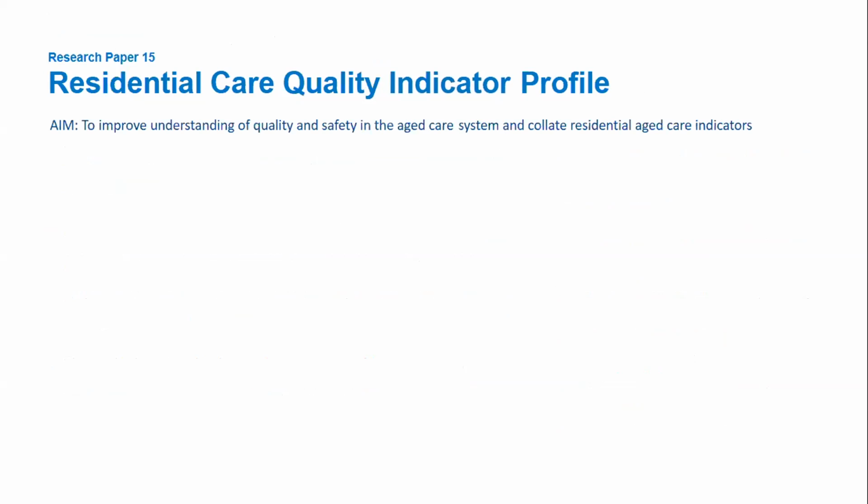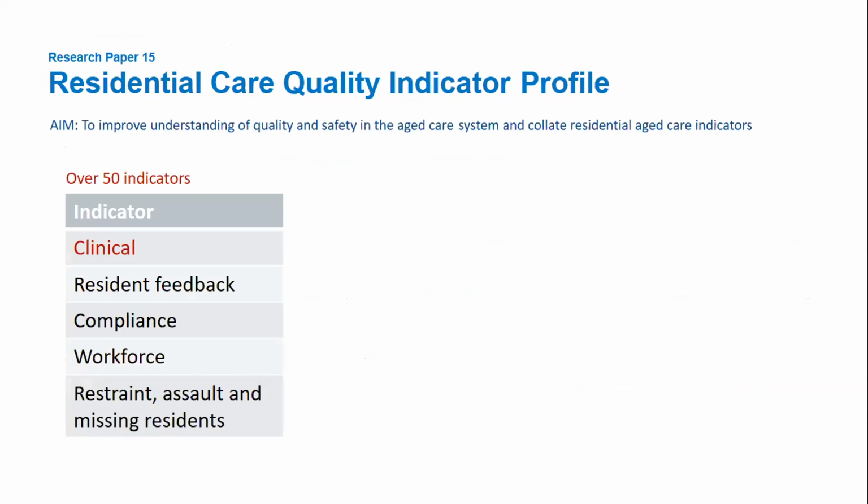Research paper number 15. This paper is the most detailed profile of quality in residential aged care that has been published in Australia. Over 50 quality indicators were compiled by the Office of the Royal Commission into Aged Care Quality and Safety using granular datasets collected in different parts of the aged care system. The indicators relate to topics such as clinical outcomes, compliance, workforce levels, and restraint, assault, and missing residents.